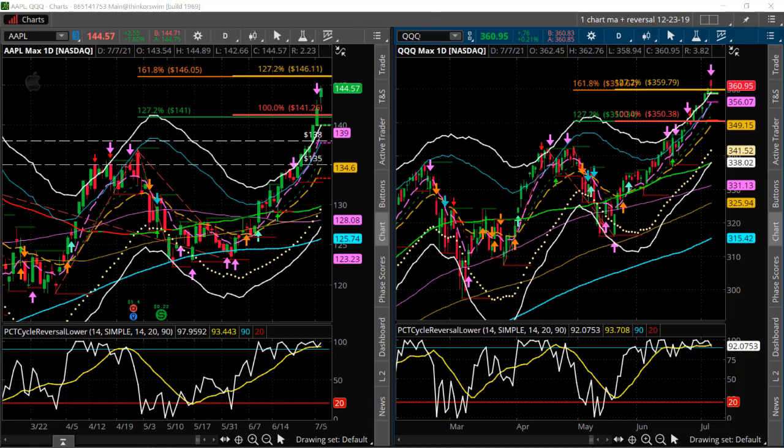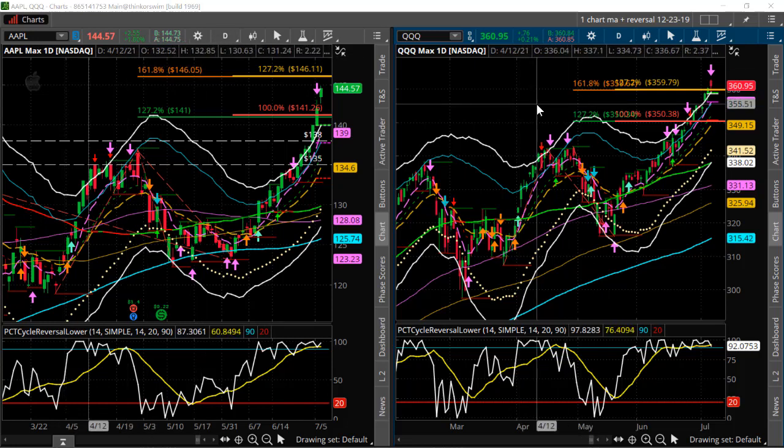So we're going to use QQQ, and I'm going to walk you through some tools that I use in the analysis. First off, the chart on the right is the QQQ, the NASDAQ 100 ETF, on the daily, and on the left is a chart of Apple on the daily. So these are the daily charts we're going to use.